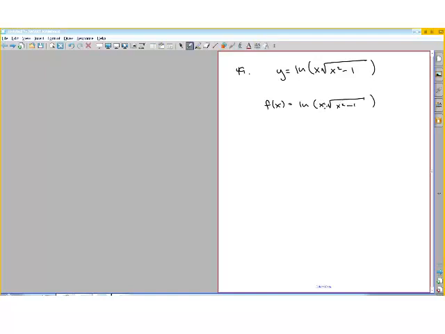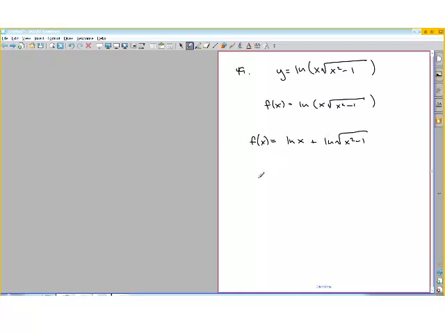So the first property of logarithms we're going to use is that the log of a product of two terms is the same as the logs of the terms by themselves added together. So we get the natural log of x, which is the first term, plus the natural log of the second term. So that's the first thing.